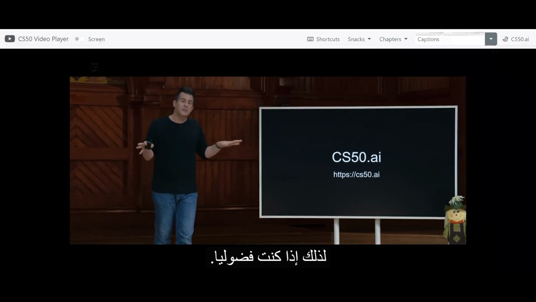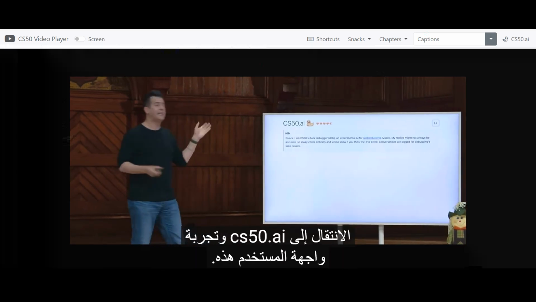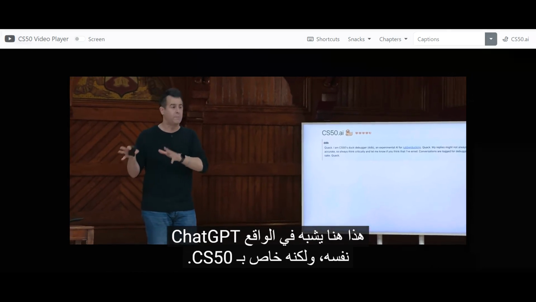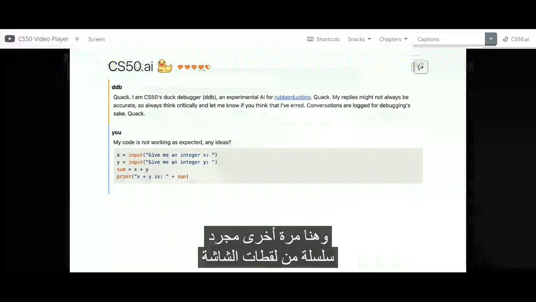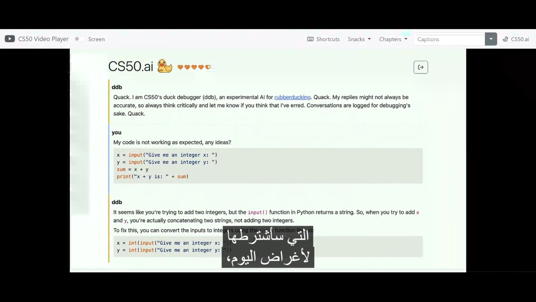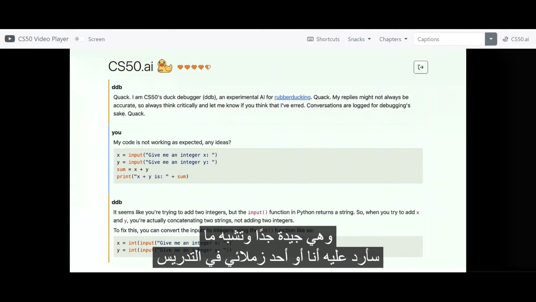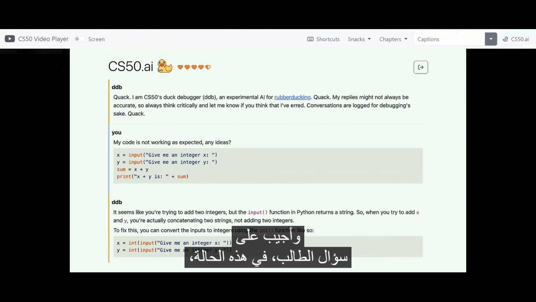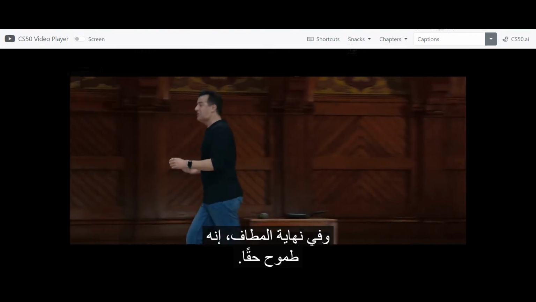So if you're curious, even if you're not a technophile yourself, anyone on the internet can go to CS50.ai and experiment with this user interface. This one here actually resembles ChatGPT itself, but it's specific to CS50. And here again is just a sequence of screenshots that I'll stipulate for today's purposes are pretty darn good and akin to what I myself, or a teaching fellow, would reply to in answer to a student's question, in this case, about their particular code. And ultimately, it's really aspirational.